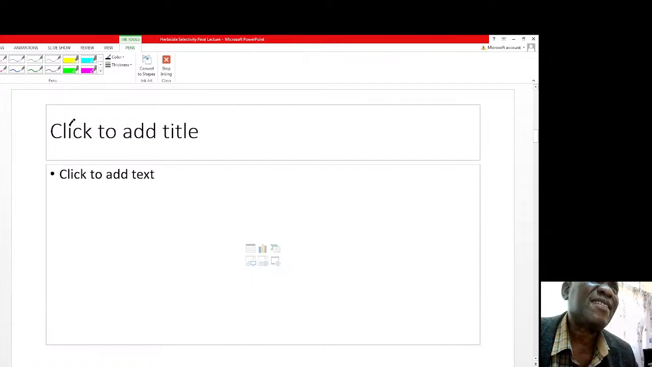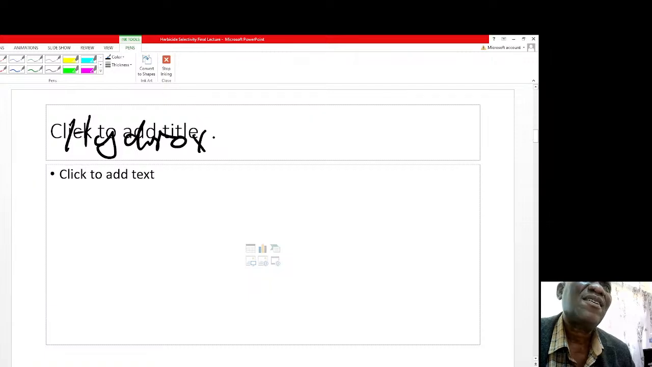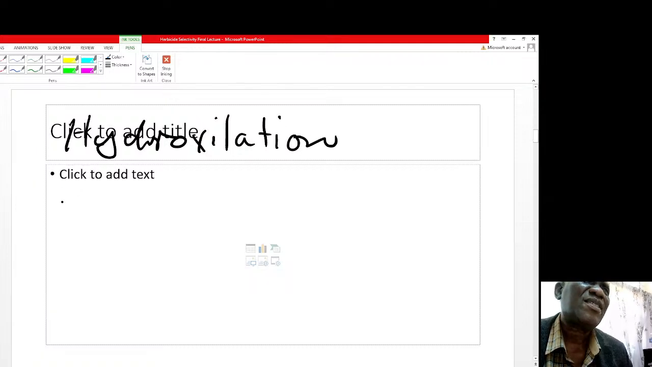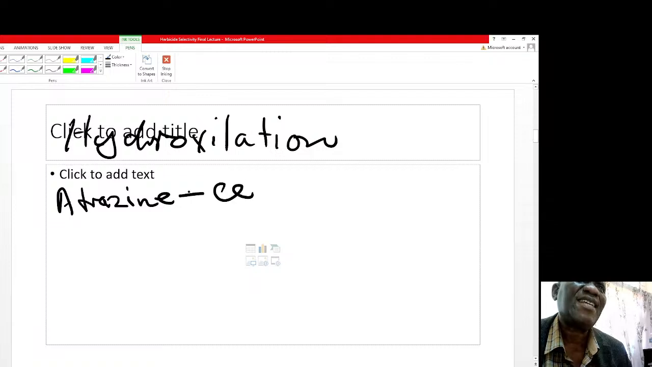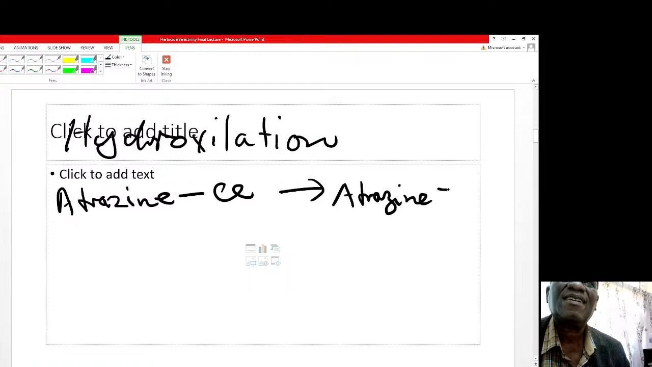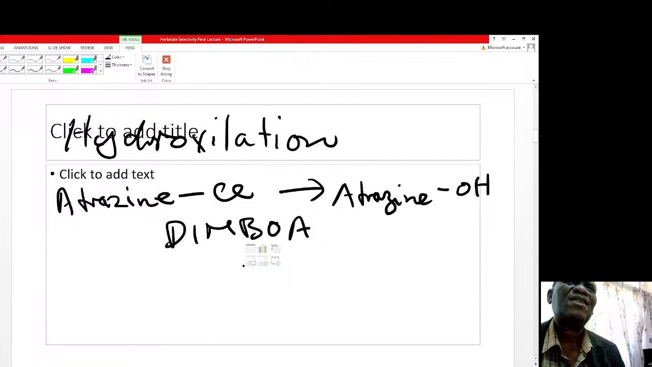So the first process is hydroxylation. You now know about it. Hydroxylation, where we will say atrazine with a Cl is going to form atrazine with an OH, and here we need DIMBOA to facilitate this reaction.